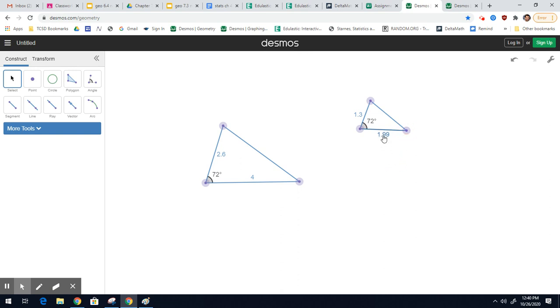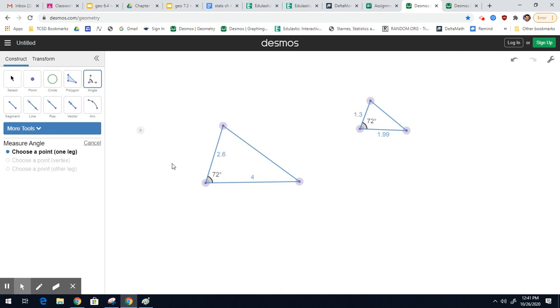So I'm going to leave it at 1.99. Sorry, that's close enough, right? So what I've done is I've created 2 triangles where they both have a 72-degree angle, and then the sides surrounding them have a ratio of 1/2 or a ratio of 2, right? So half of 2.6 is 1.3, half of 4 is 2, which is really close to 1.99.